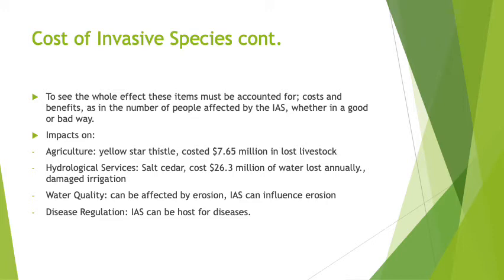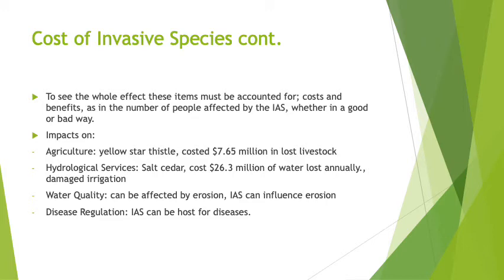For example, in agriculture, the yellow star thistle is a plant in California that is unpalatable to cows, and it costs the state of California about $7.65 million annually in lost livestock forage, and it costs the ranchers about $9.45 million out of pocket to control expenditures.